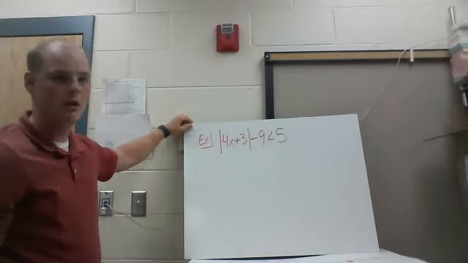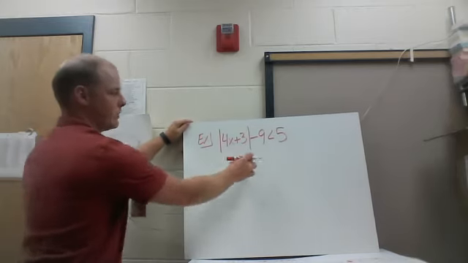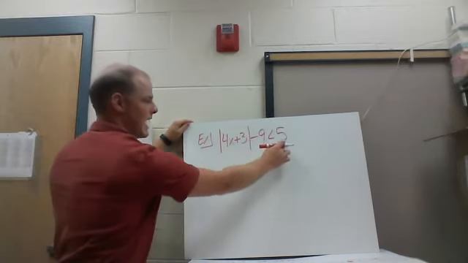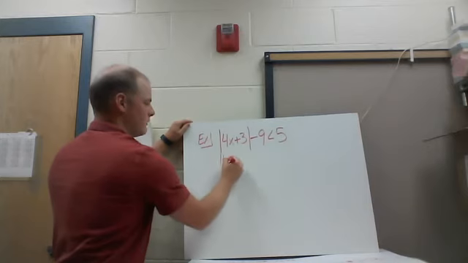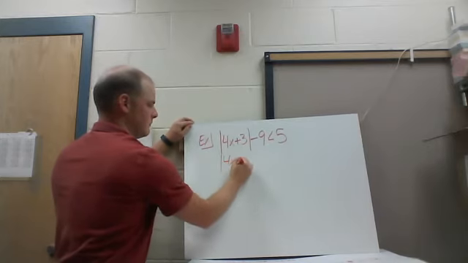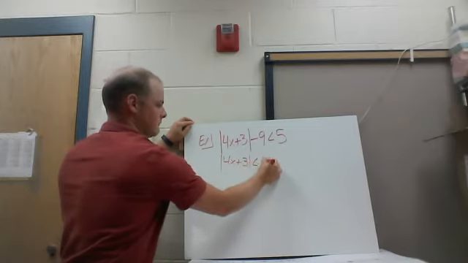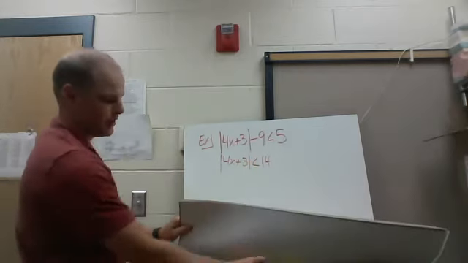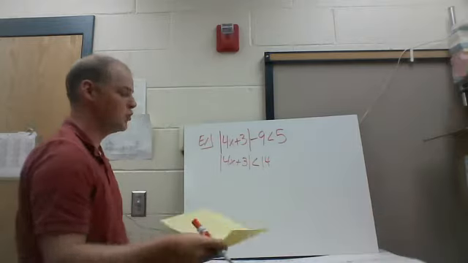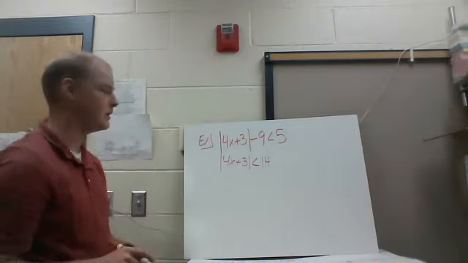I have this one. Okay, so same thing, we're going to isolate the absolute value. So you need to add the 9 over. So that'll give you 4x plus 3 is less than 14. Then for your next step, you're going to break it up into your 2 inequalities.